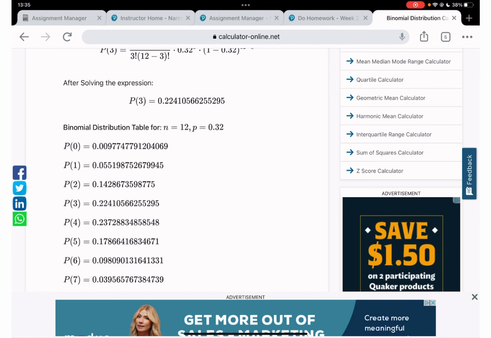0.010 plus 0.055 plus 0.143. Okay, 0.208.